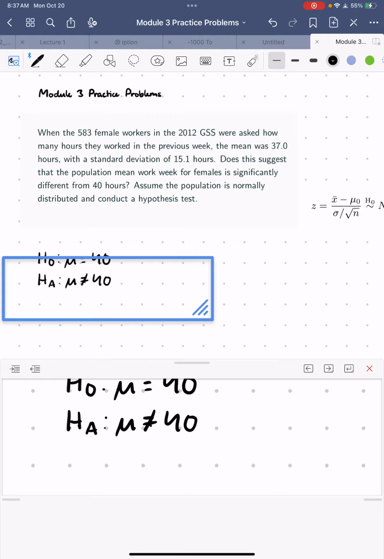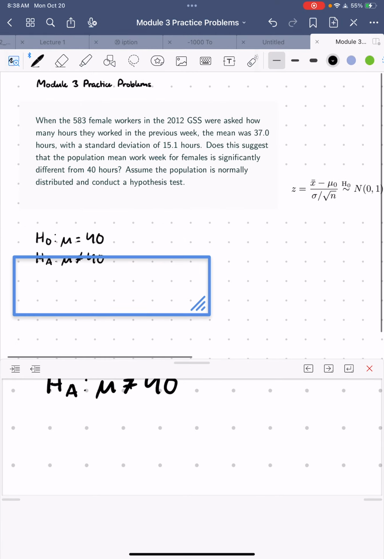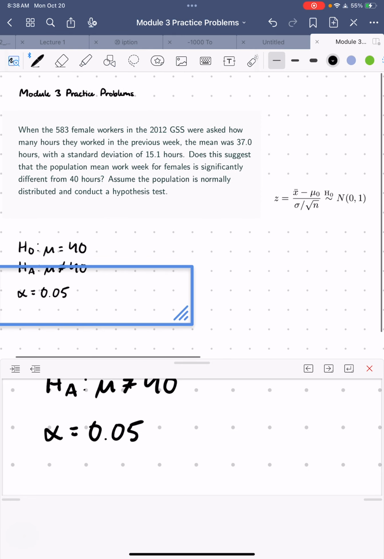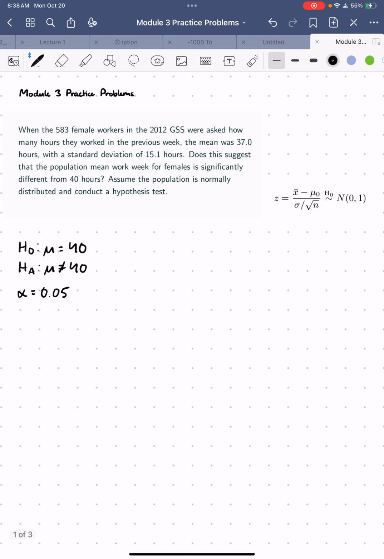And since they don't give us an alpha value, we can assume that our significance level is 0.05, since that's commonly used. And then we don't have our population standard deviation, but because our sample size is so large, we can safely use the z-test since our distribution should be normally distributed.